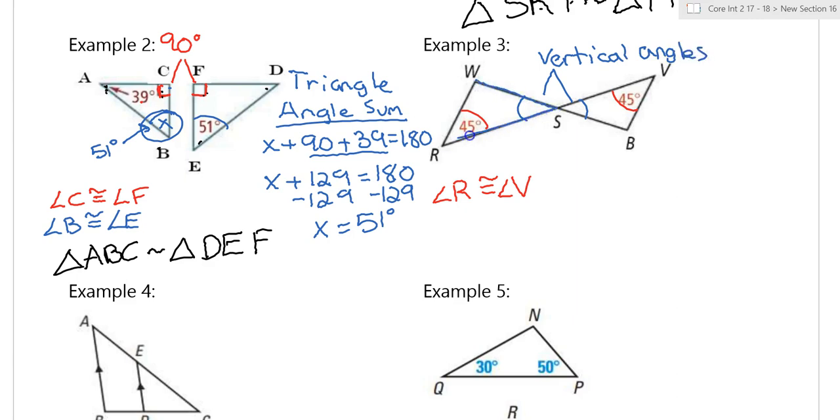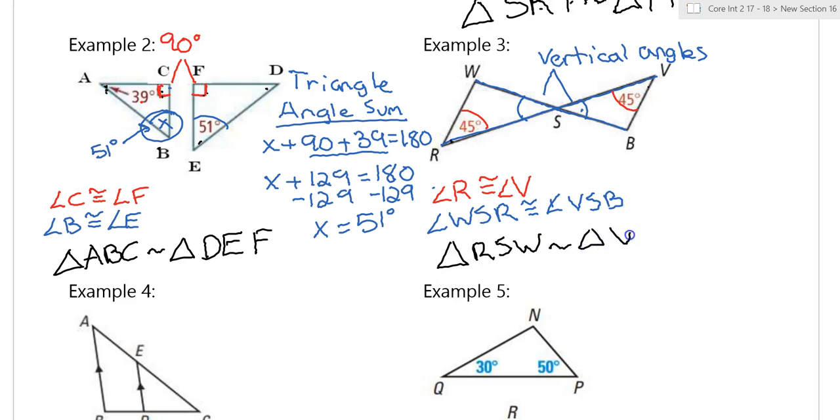So write it like I draw it. Angle WSR is congruent to angle VSB. Yes, I have these two, right? I have two sets of congruent angles. Angle, angle works. So I have triangle RSW. I like going in alphabetical order. R was 45 degrees, so my angle in the other triangle is B. S was my vertical angle, so S, and my last one is B. So RSW is similar to VSB.